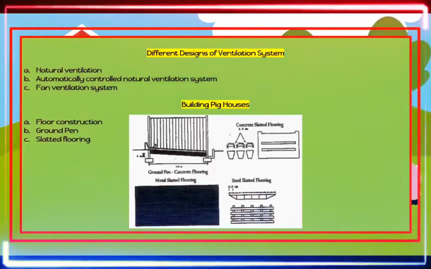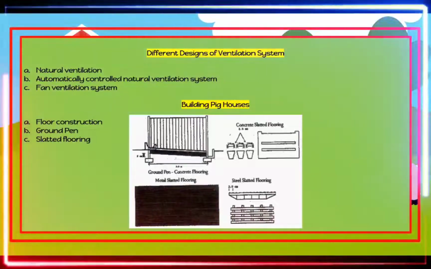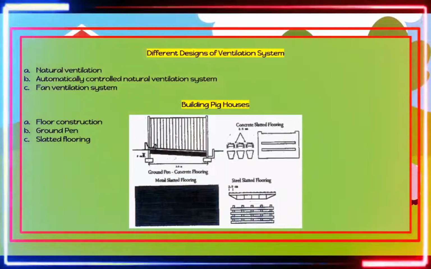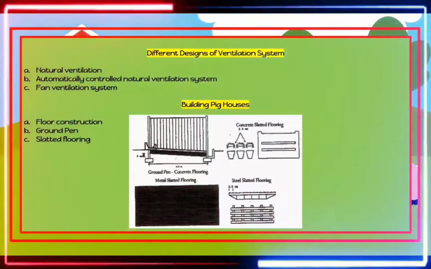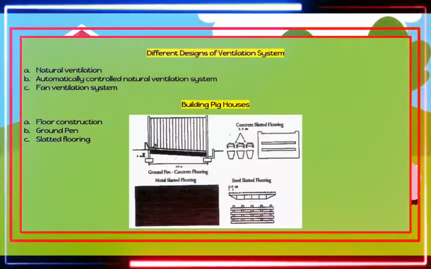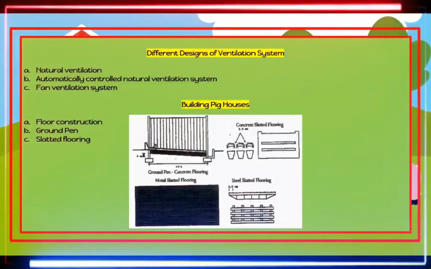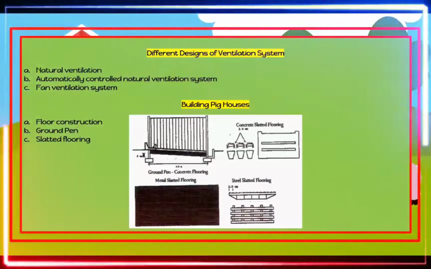B. Automatically controlled natural ventilation system. This is a system where curtains or flaps are constructed on the sides of the building, and adjusted when the temperature inside the pen is high or low. Curtains can be used to prevent drafts and as protection from the rapid change of temperature in the evening during inclement weather. C. Fan ventilation system.